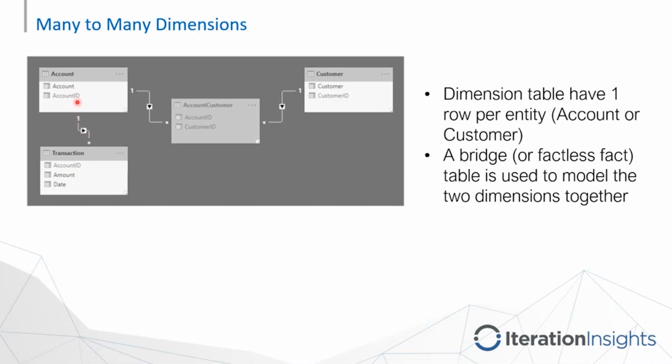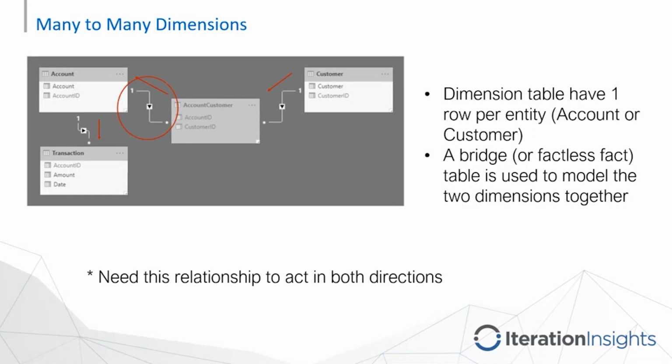A filter context passes through this using the arrow, but between the account table and the account customer table, we end up running into a bit of an issue because the filter context is only going in one way. So if we wanted our filter context to pass from the customer to the account customer table, to the account table, to the transaction table, we need to handle this relationship in both directions. So let's show how this can take place.